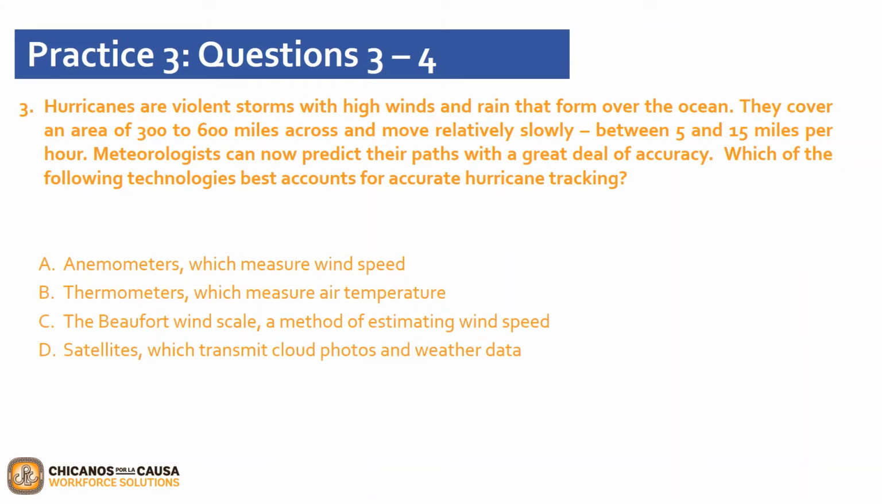Let's start with question 3. Hurricanes are violent storms with high winds and rain that form over the ocean. They cover an area of 300 to 600 miles across and move relatively slowly, between 5 and 15 miles per hour. Meteorologists can now predict their paths with a great deal of accuracy. Which of the following technologies best accounts for accurate hurricane tracking?